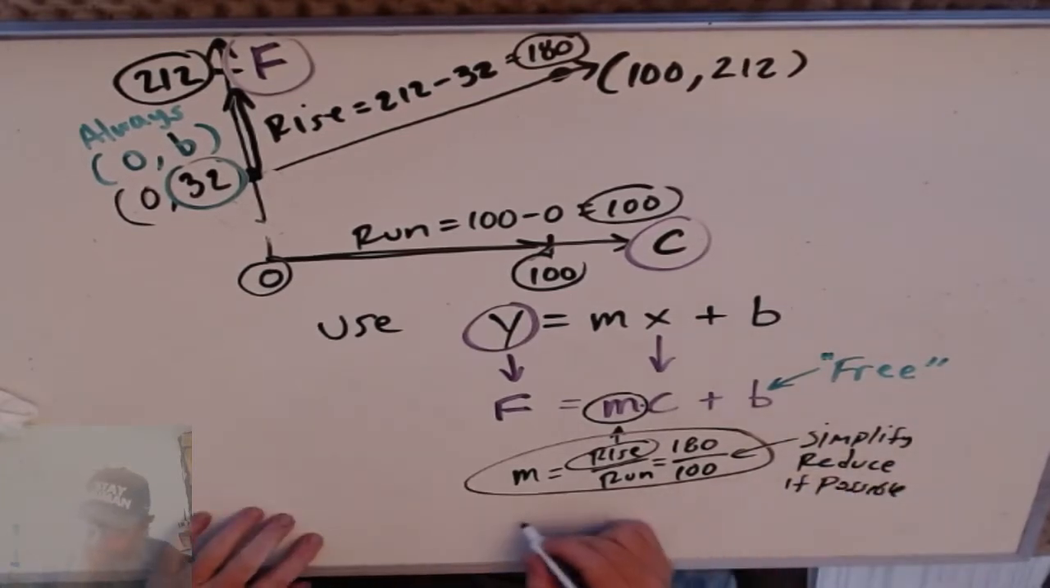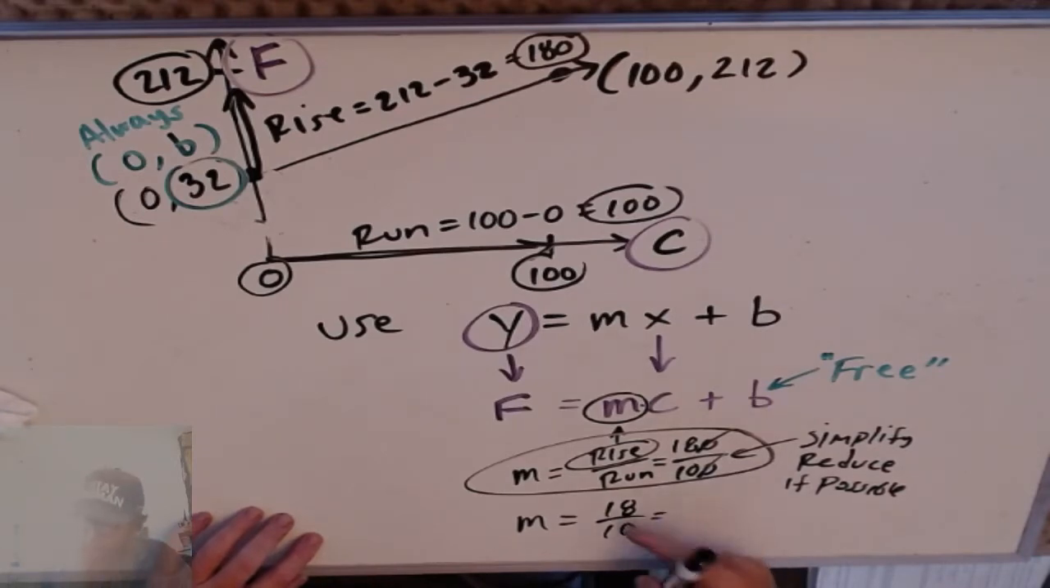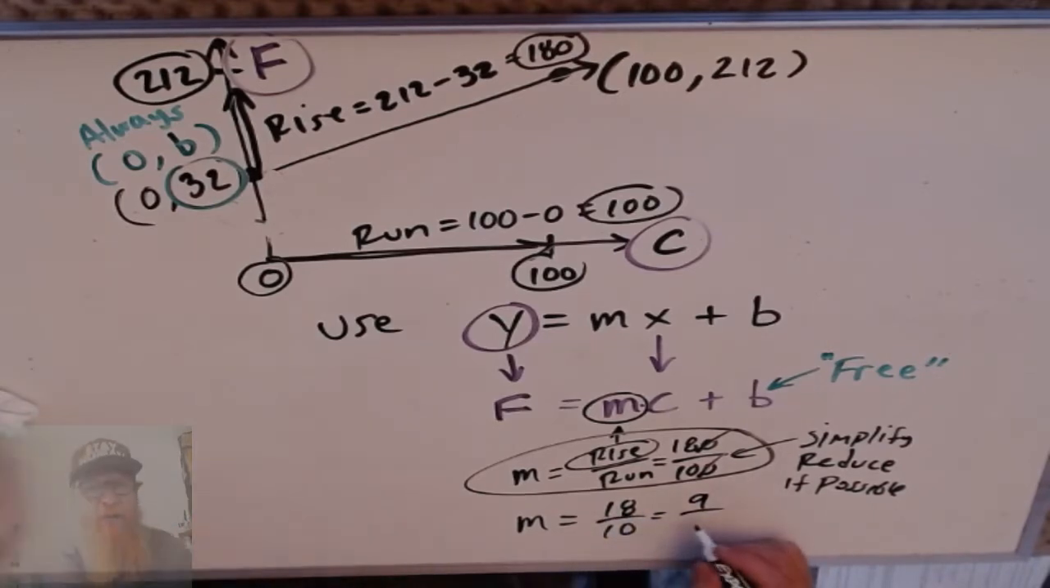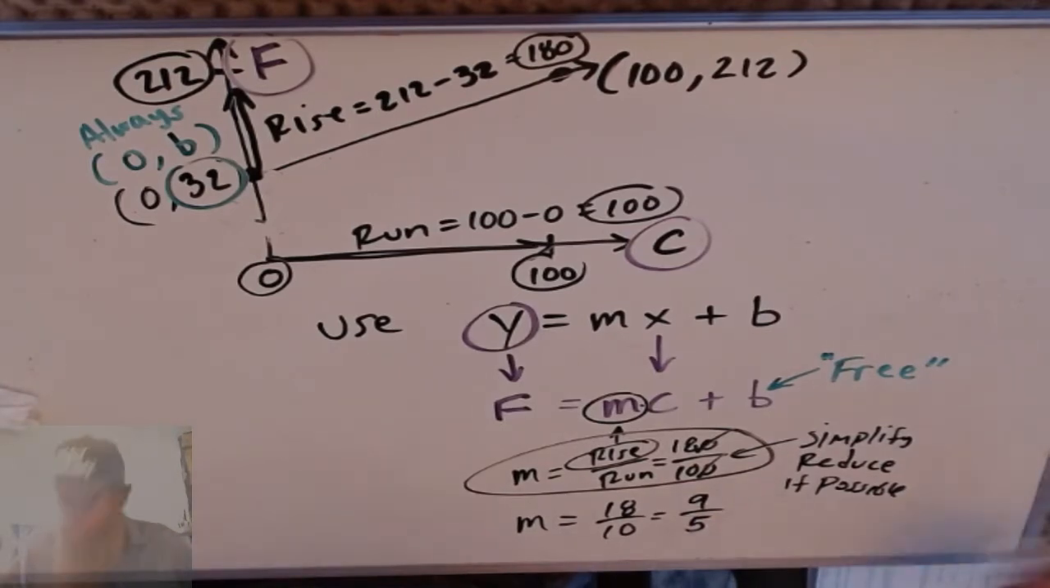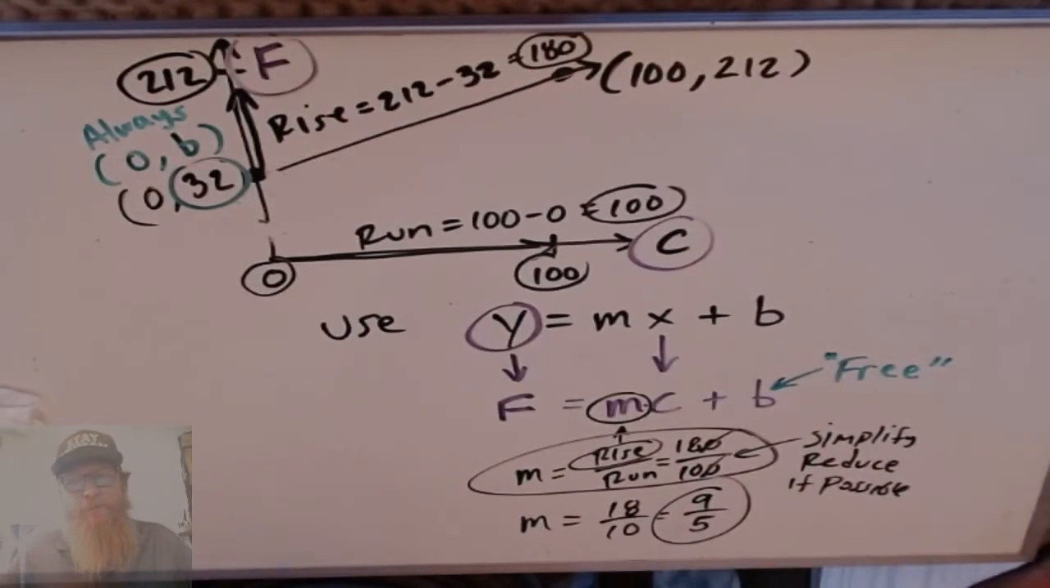Let's go ahead and do that now before we get too far ahead of ourselves. So that'll be 18 over 10. Yeah, they're both divisible by 10. And then they're also both divisible by 2. So 18 divided by 2 is 9. 10 divided by 2 is 5. So that'll be 9/5. So there's your slope.